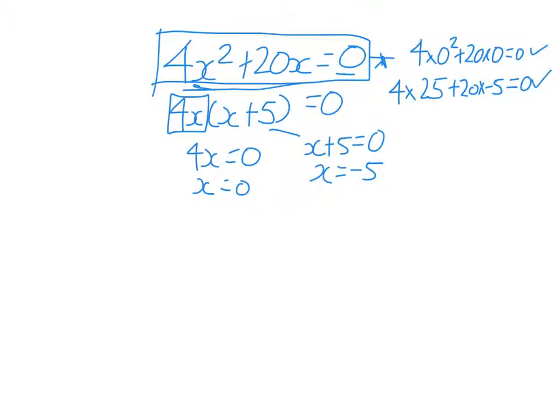If I substitute anything else in there, like x is 1, I'd get 4 times 1 squared plus 20 times 1. Well, that certainly doesn't equal 0. So that would be a wrong solution. So there are never more than two solutions. We found the two, we're done.